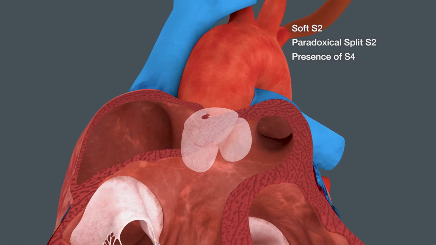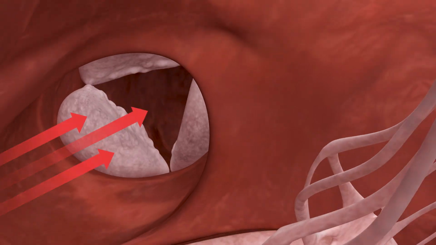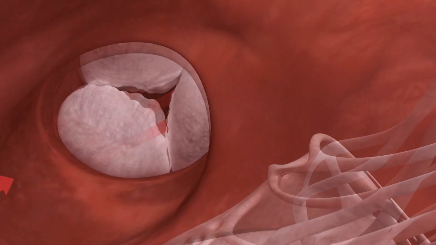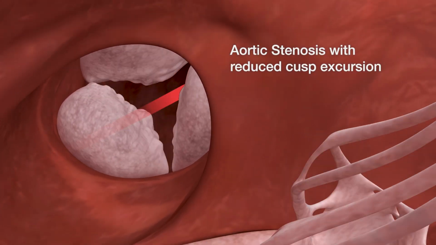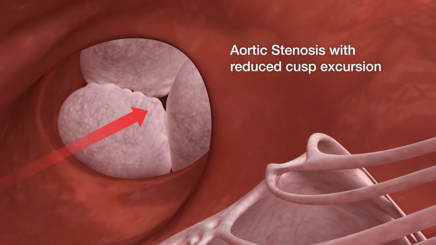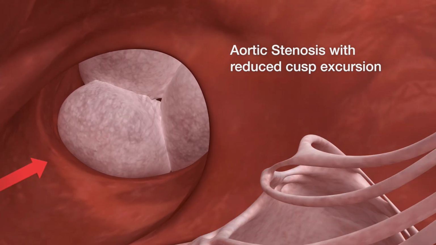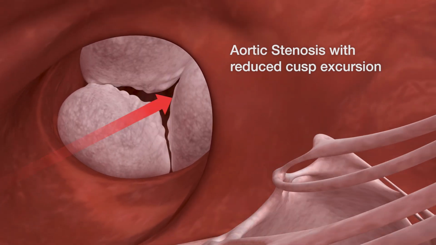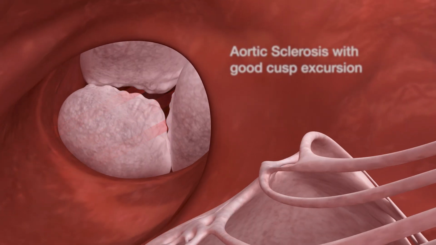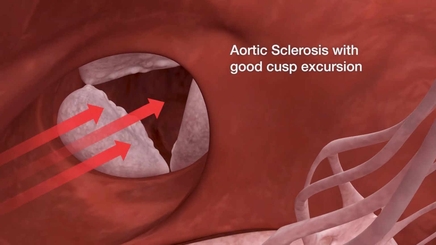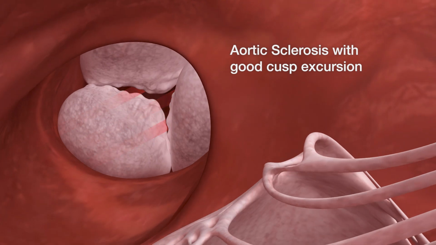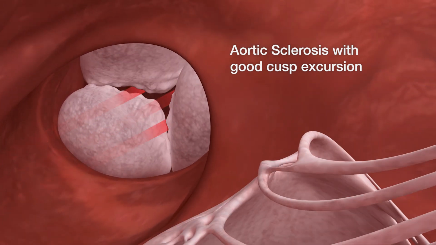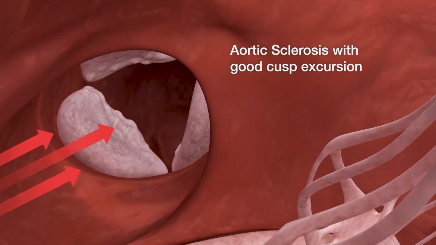The murmur of aortic stenosis is a harsh, crescendo-decrescendo, early systolic ejection murmur over the right upper sternal border with radiation to the carotid arteries and sometimes to the apex of the heart. Later peaking murmurs imply more severe disease. Note, a localized ejection systolic murmur in the aortic area with no radiation or thrill may be due to aortic sclerosis, leaflet thickening without significant hemodynamic effects.